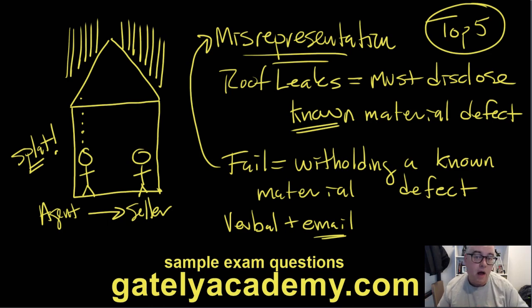So you don't have to volunteer an issue that's been fixed. There's plenty of houses that had material defects, whatever they were, and they got fixed. Once they're fixed, they no longer fall under the category of must be disclosed.